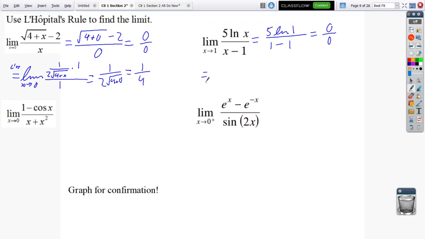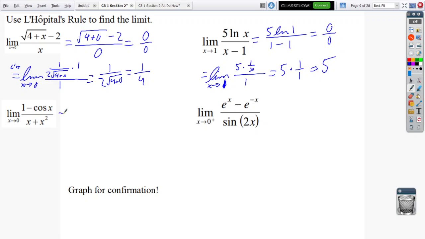Looking at this one, I now know limit as x approaches 1, which again is the original approach value, is equal to the limit as x approaches 1 of 5 times the derivative of ln of x, which is 1 over x, over the derivative of x minus 1, which is 1. So really, we're looking at 5 times 1 over 1, which is 5.